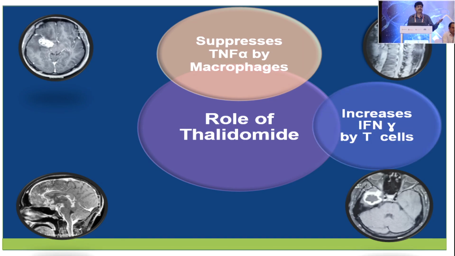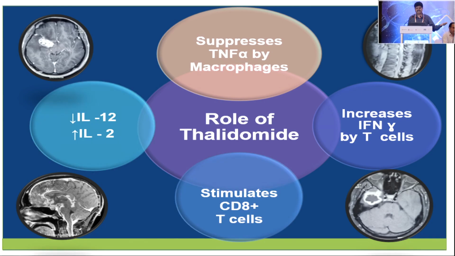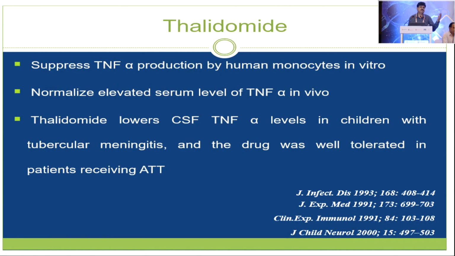And there are multiple mechanisms in the literature: that it suppresses TNF, it increases interferon gamma, it stimulates CD4, it reduces IL-12 and increases IL-2. So these are the various theories or mechanisms proposed, but TNF remains an important cornerstone of immune-mediated paradoxical response, and it reasonably suppresses without producing any immunosuppression. That's the most important part.